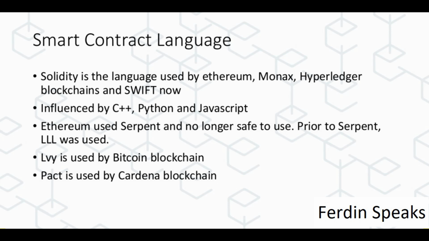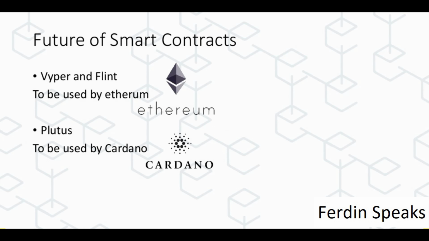So if you want to create a smart contract for your blockchain system, then you can consider learning these languages for implementing smart contracts in your blockchain systems. And the future of smart contracts: Viper and Flint are new languages being considered for use by the Ethereum blockchain. And then Plutus is being considered for use by Cardano based blockchains.